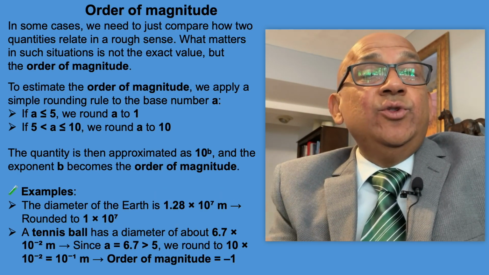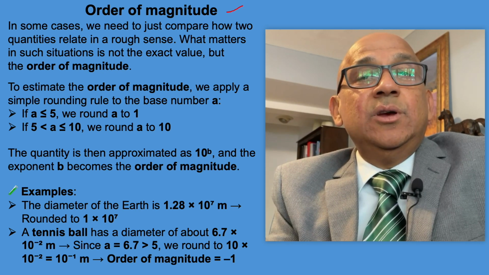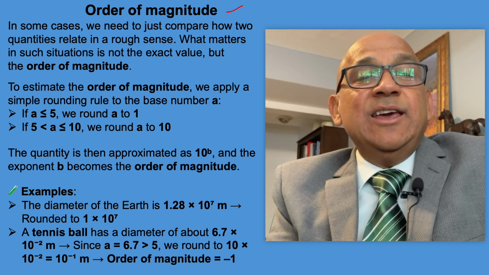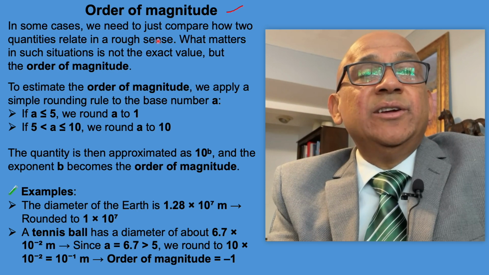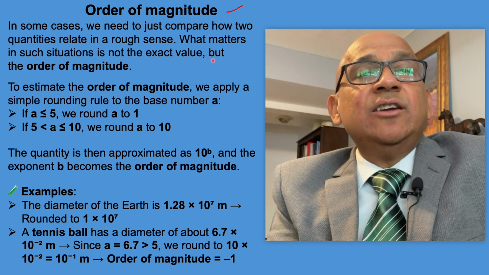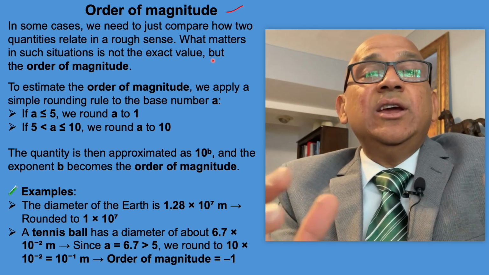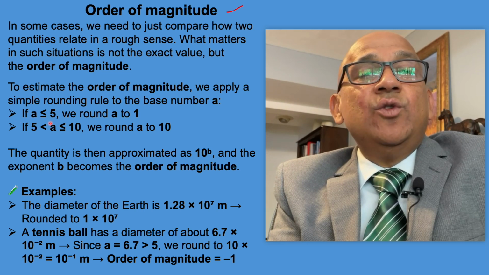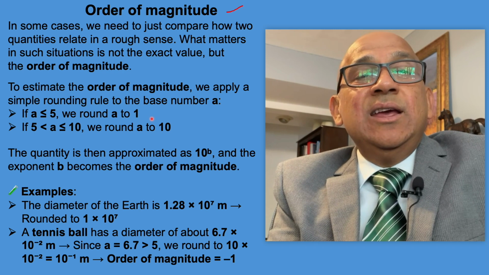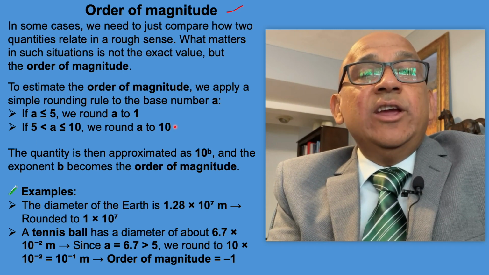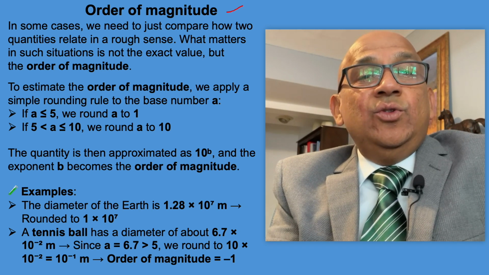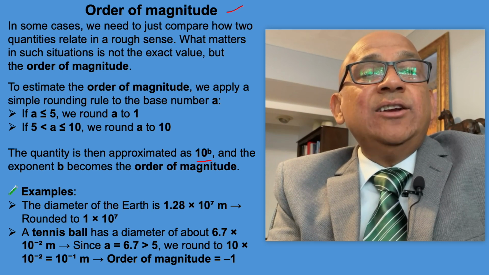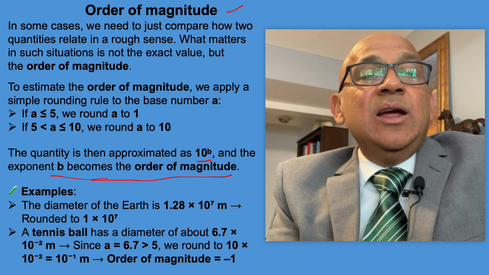Another quantity I would like to introduce at this point is the order of magnitude. In some cases, we need to just compare how two quantities relate in a rough sense. We don't want exact numbers, just a rough idea of how they compare. What matters in such a situation is not the exact value, but the order of magnitude. For such estimation, we assume that if a is less than or equal to 5, we round a to 1, and if a is between 5 and 10, we round a to 10. In this way, the quantity is then approximated as 10 to power b, and the exponent is called the order of magnitude.